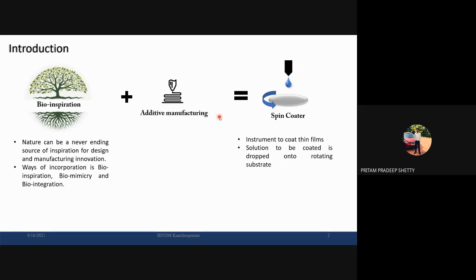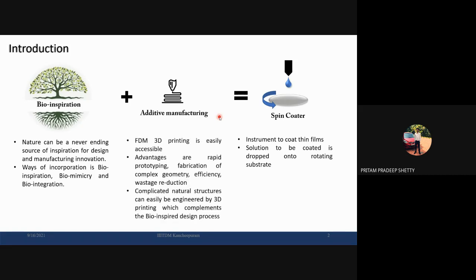Next is biomimicry, that is exactly copying the biology into your system. And next one is bio-integration. In bio-integration, you will take maybe some being, like some bacteria, and integrate it into your system. So that is bio-integration. We used bio-inspiration. We studied the functional aspects and design aspects of a biological being and incorporated them into our system. Then, what is additive manufacturing?